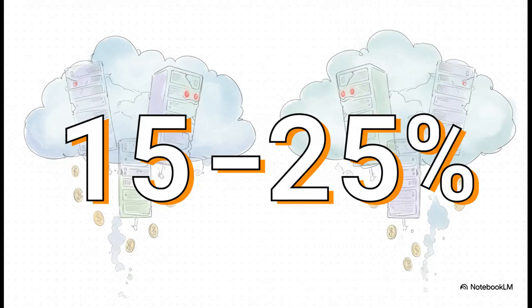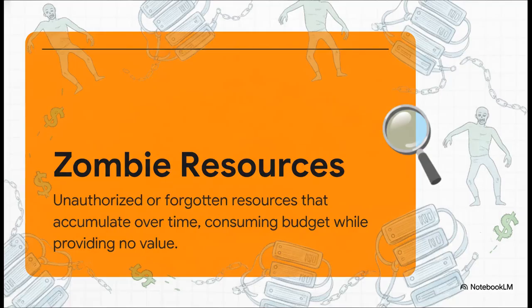So just how big of a deal is this? Well, according to our source material, a pretty staggering 15 to 25% of a typical cloud budget gets eaten up by what are called zombie resources. I mean, think about that for a second. Up to a quarter of your entire cloud spend could be going towards things that are doing absolutely nothing for you. So what in the world are these zombie resources?